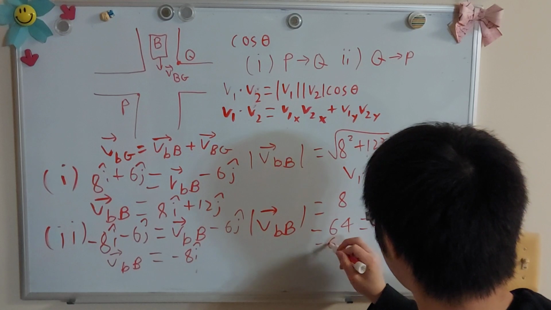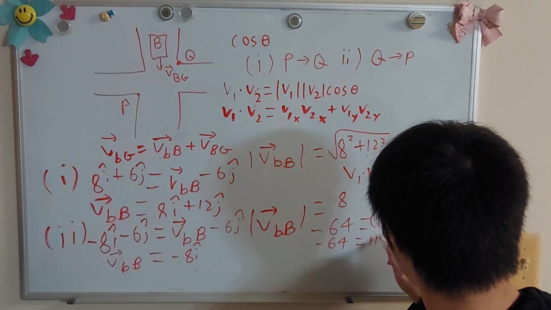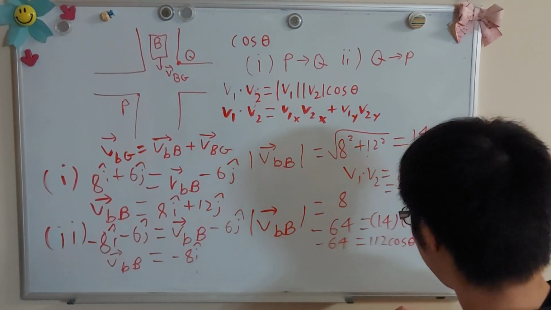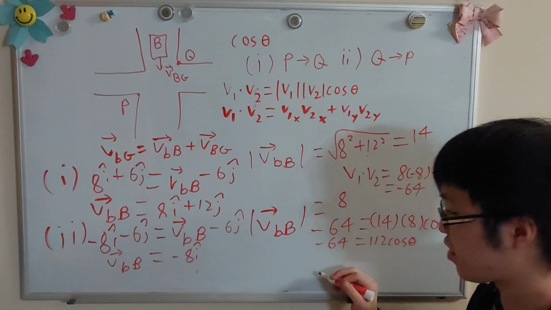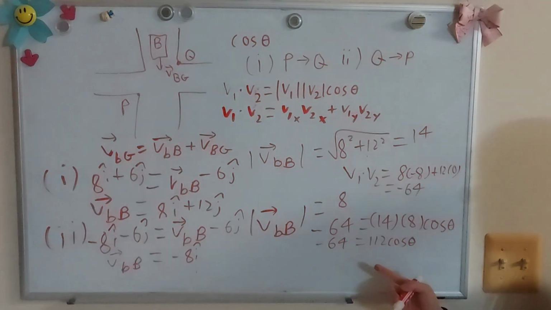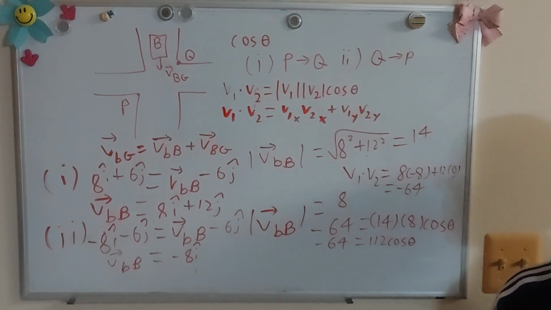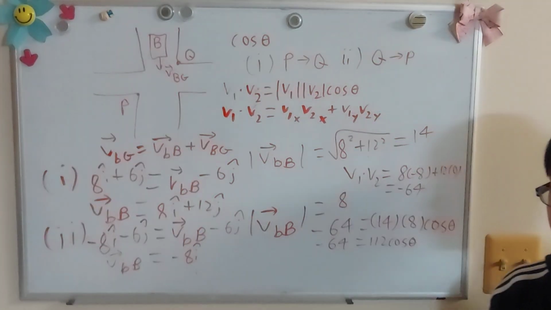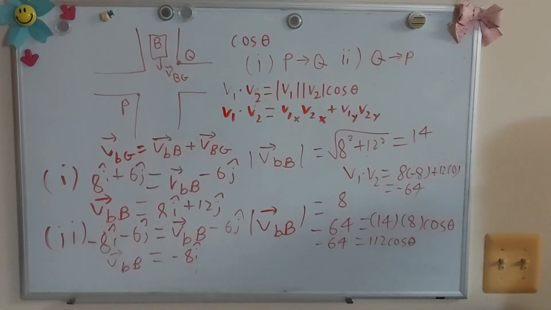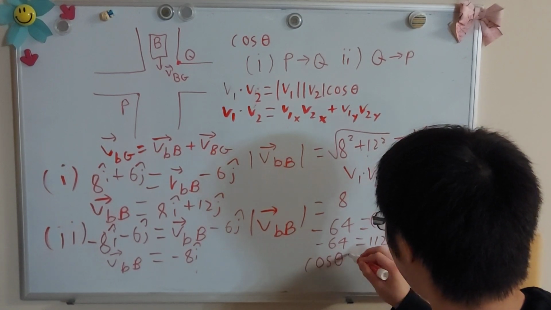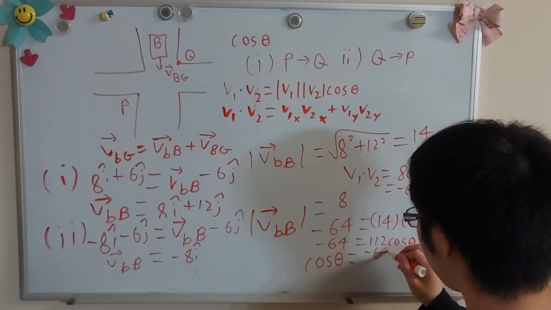14 times 8 is equal to 112. And to find cosine of theta, we would divide negative 64 by 112, and you need to use a calculator to find the decimal value of this. But since I don't have a calculator handy with me, I'm just going to express it as a fraction. You can do the rest whenever you want, but just know that to find the cosine of this angle, we would have to divide negative 64 by 112.